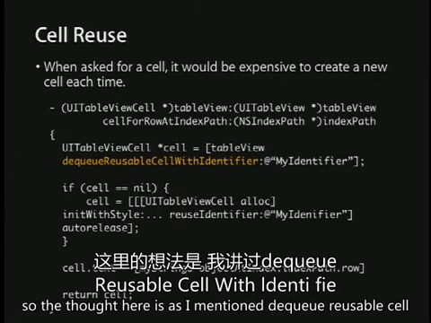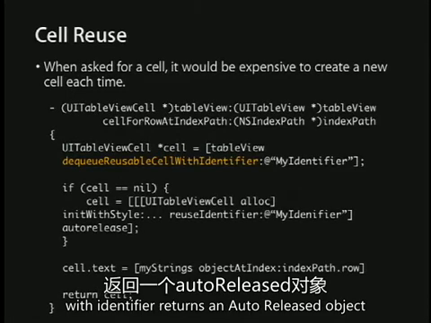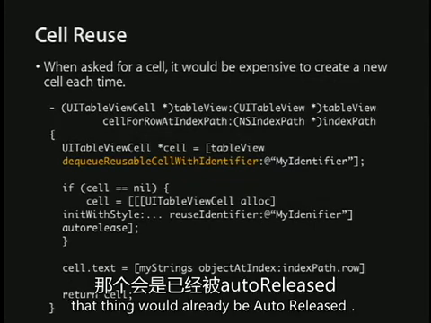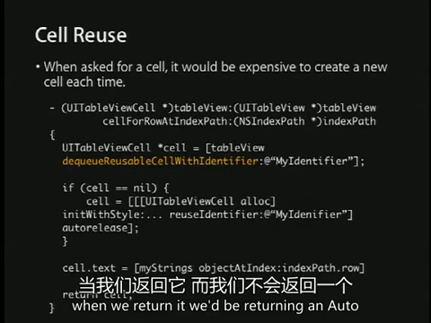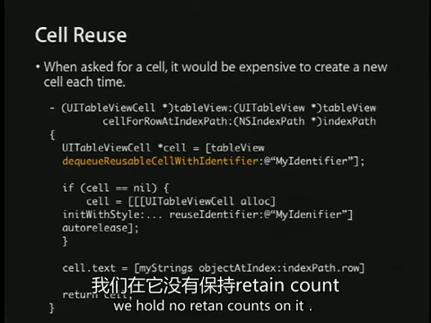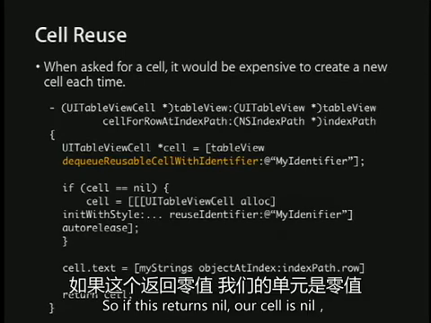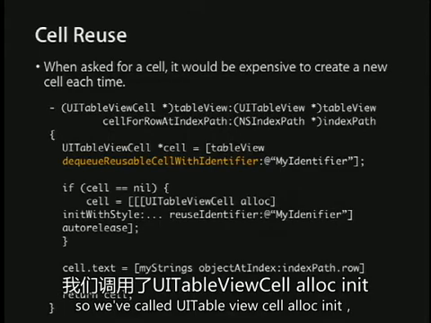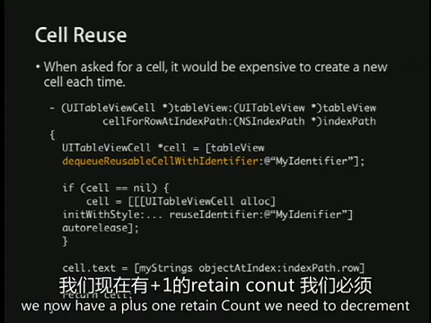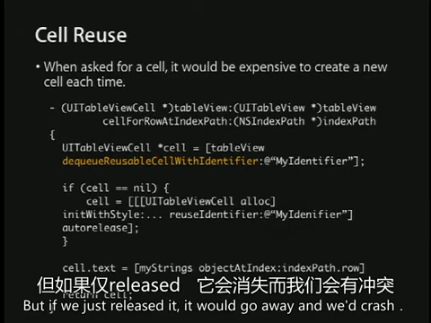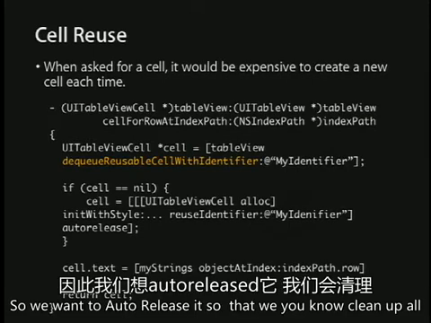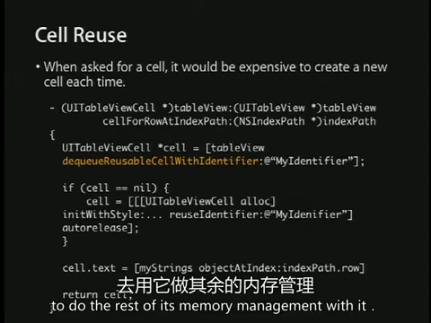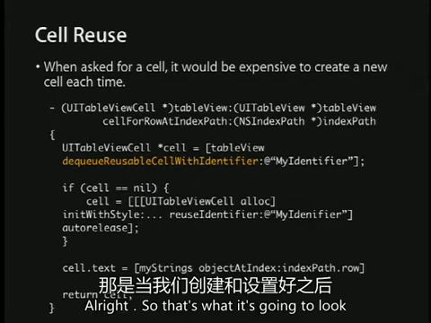The thought here is, as I mentioned, dequeueReusableCellWithIdentifier returns an autoreleased object. So if we took that code path, if we just got back a reusable cell, that thing would already be autoreleased. When we returned it, we'd be returning an autoreleased object. We hold no retain counts on it. When we go through here, we want to make sure we do the same thing. So if this returns nil, our cell's nil, we want to allocate a new UITableViewCell. So we've called UITableViewCell alloc init. We now have a +1 retain count. We need to decrement that before we return it. But if we just released it, it would go away and we'd crash. So we want to autorelease it so that we clean up all of our retains on it and hand it back to the table view to do the rest of its memory management with it. So we need that last autorelease on there.